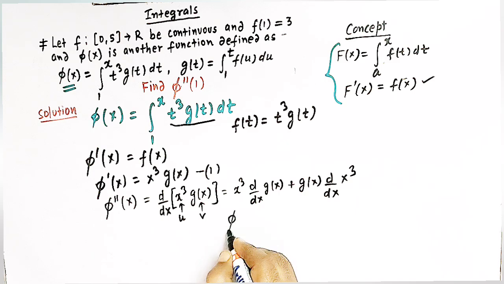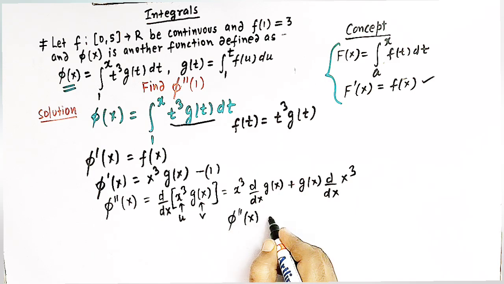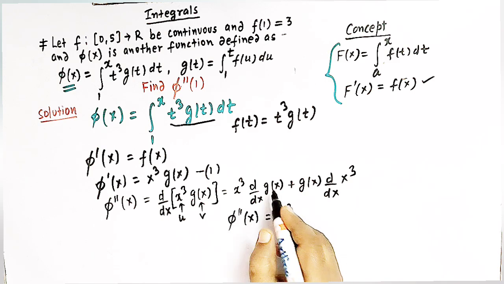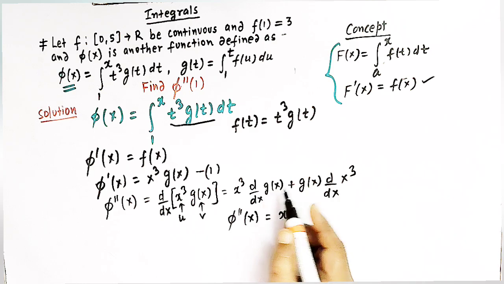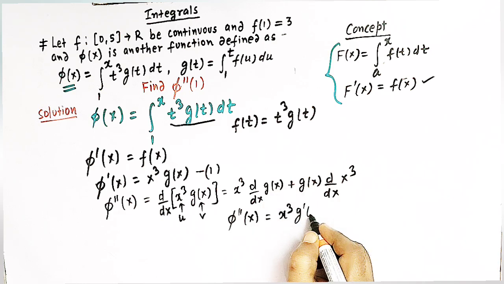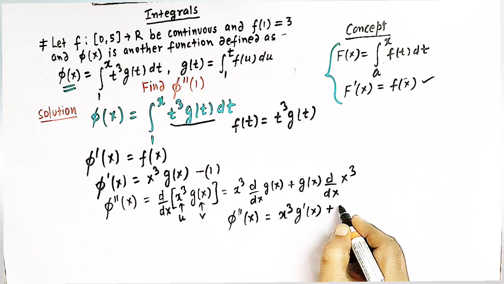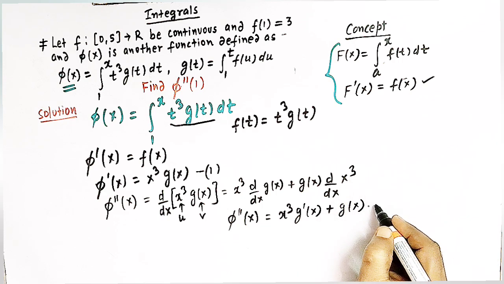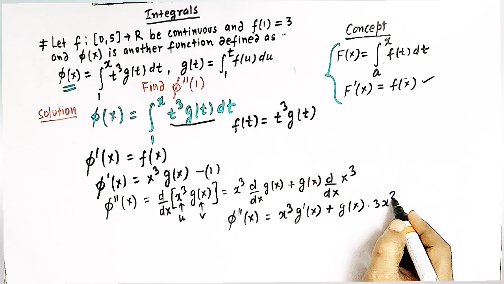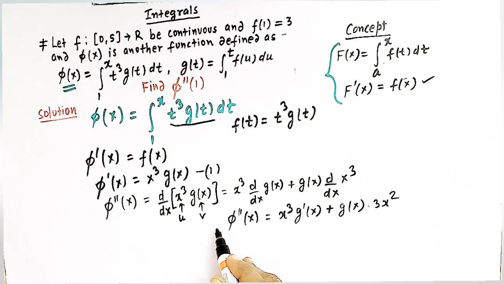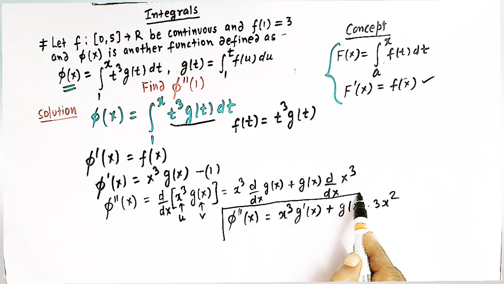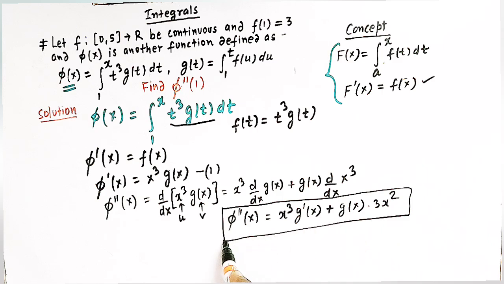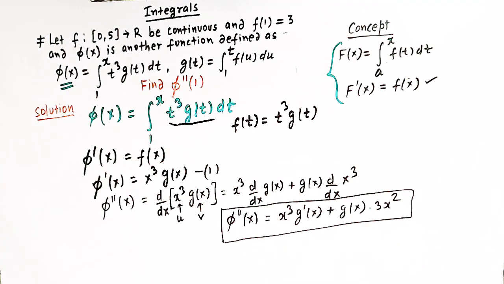So phi double prime of x is now x cube times g prime of x, plus g of x times the derivative of x cube, which is 3x square, right? So now we have obtained the expression for the second derivative of phi of x.